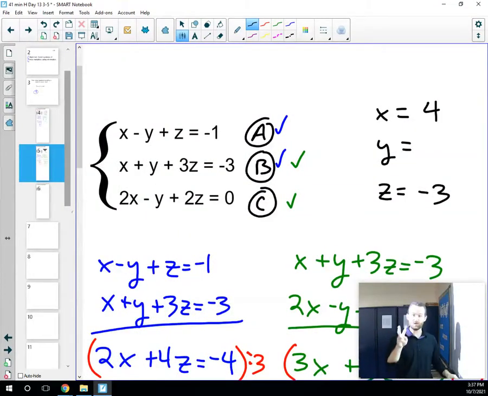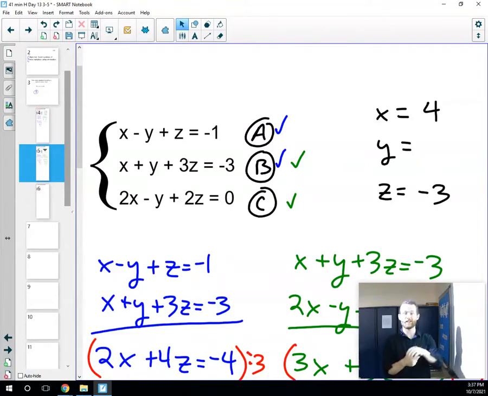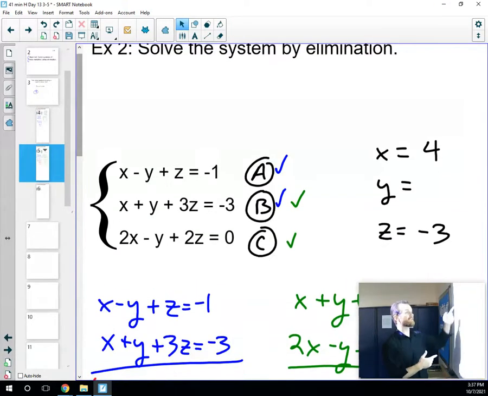And now that we have two values, now that we have an x value and a z value, we can plug into either A, B, or C. It doesn't make a difference. I'm going to plug into A. That, again, looks simplest to me. I think that's the same one I used last time.